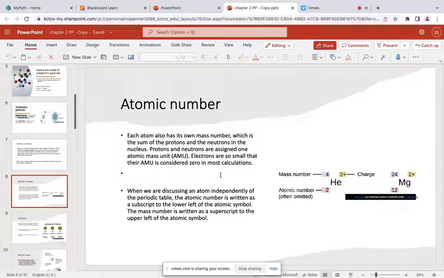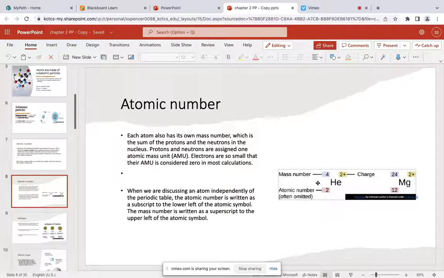So the atomic number, each atom has its own mass number. Again, here's what I was kind of alluding to, which is the sum of the protons and the neutrons in the nucleus. Protons and neutrons are assigned one AMU, or atomic mass unit. Electrons are so small that we don't really even figure this up. So, for example, we were just talking about helium. Remember, helium's atomic number is 2. So we assume that it has 2 electrons as well, remember, because we want it to be electrically neutral, but it has 4 as its mass number.